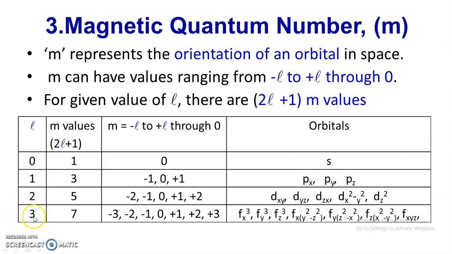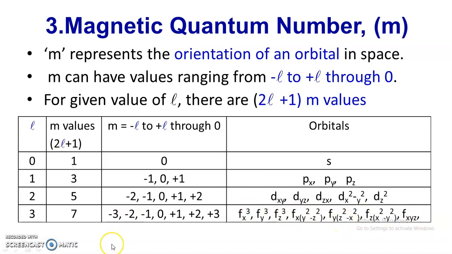Similarly, if l is equal to 3, that is the f subshell, in the f subshell there are 7 f orbitals with m values minus 3, minus 2, minus 1, 0, plus 1, plus 2, plus 3, and the corresponding f orbitals are fx cube, fy cube, fz cube, fx into bracket y square minus z square, fy into bracket z square minus x square, fz into bracket x square minus y square, and fxyz. So these are the 7 f orbitals.